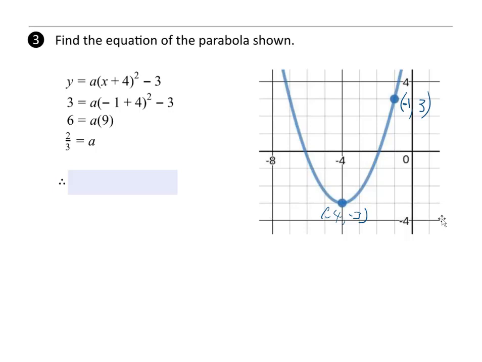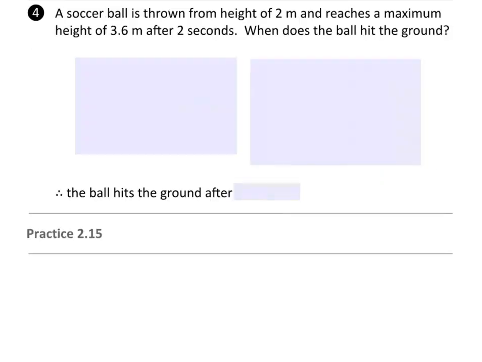And therefore, now we sub the a value back into our equation back up here, so we'll have y equals 2 over 3 bracket x plus 4 bracket squared minus 3. All right. Very quick example. That's pretty straightforward stuff. You guys have been doing this for a while now, so I would expect you to be able to do that. Let's move on to the next example.